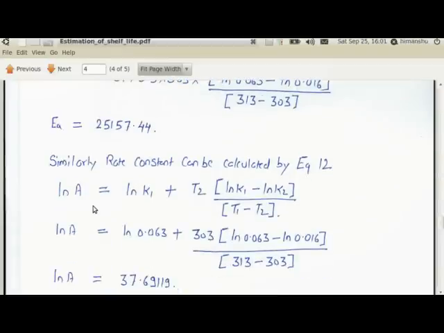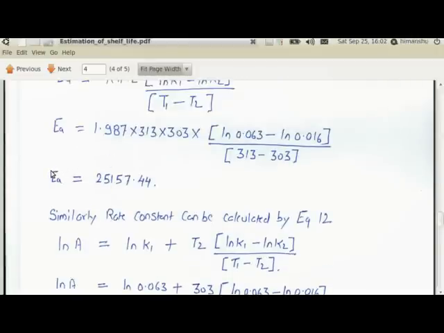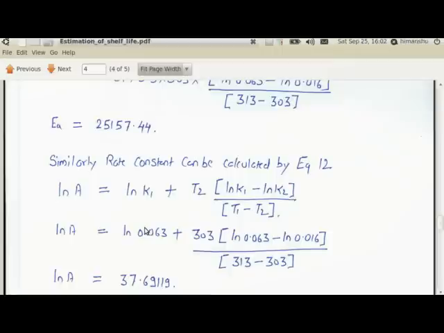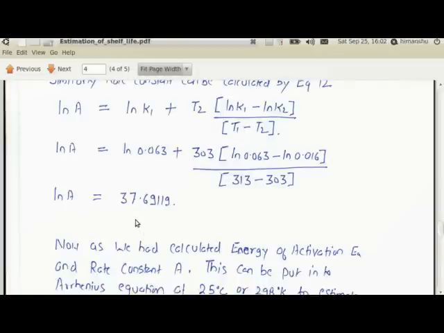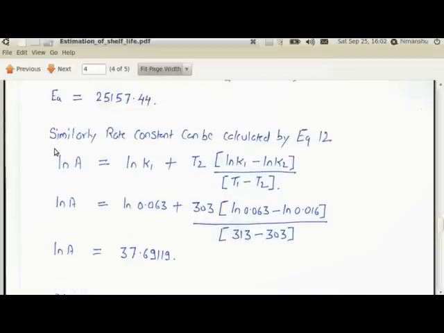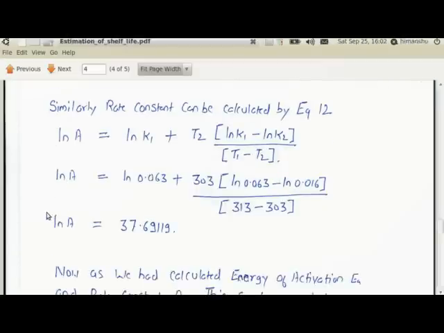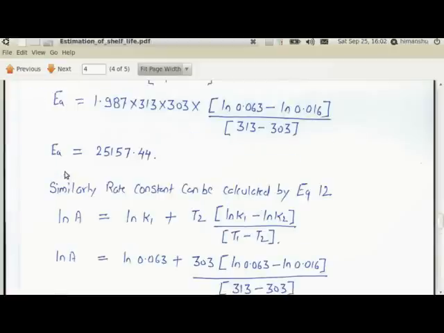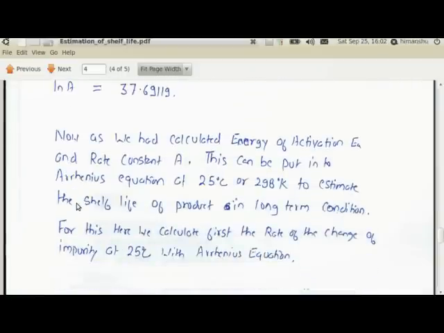Similarly, the rate constant can be calculated by equation 12. So ln A is equal to ln K1 plus T2. Here we have calculated the energy of activation. Now we will calculate the rate constant, and the rate constant is 37.6911. This we calculated with our equation number 12. So now we have the rate constant for the product, and here we have the energy of activation for the product.